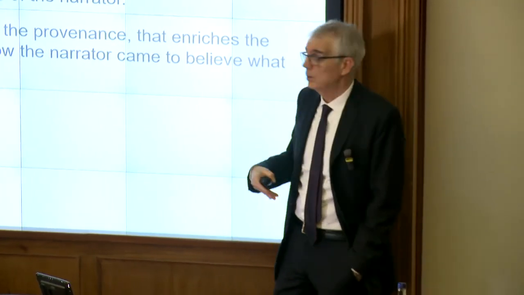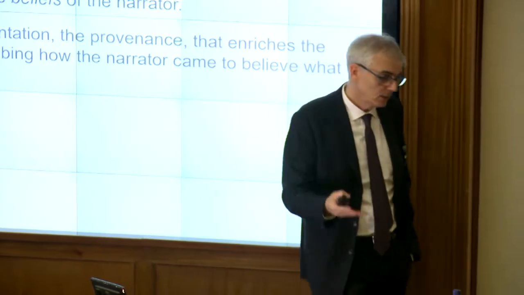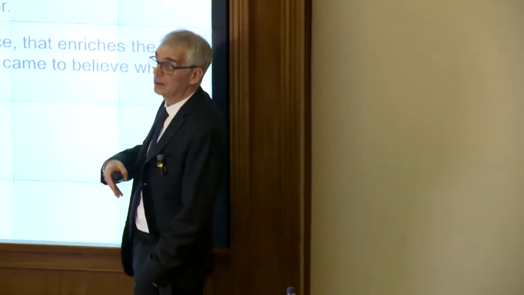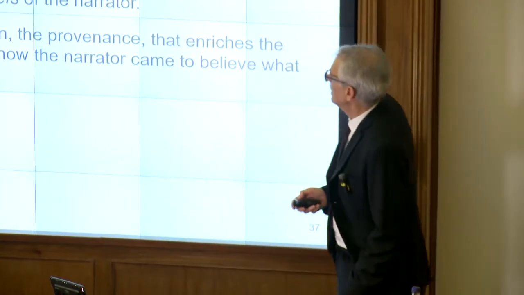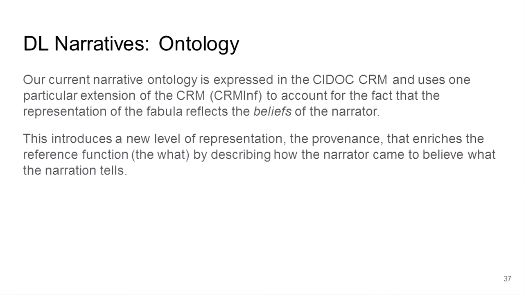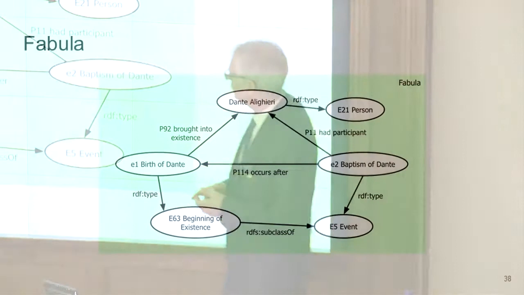Representations of the fabula are in our knowledge bases, and the representation of the fabula reflects the beliefs of a narrator. One narrator may narrate a certain battle of a certain war in a certain way. A different narrator may come up with a completely different narration, an inconsistent one, actually. So in order to account for the fact that this is belief and not knowledge, we have introduced a new level of representation, which we call provenance, that enriches the reference functions that connect narrations to fabula, but in addition, it describes the provenance, how the narrator came to believe what the narration tells. So much for the theory.